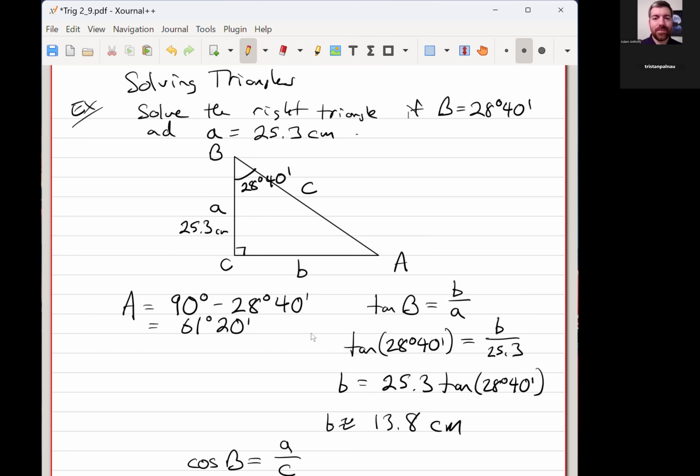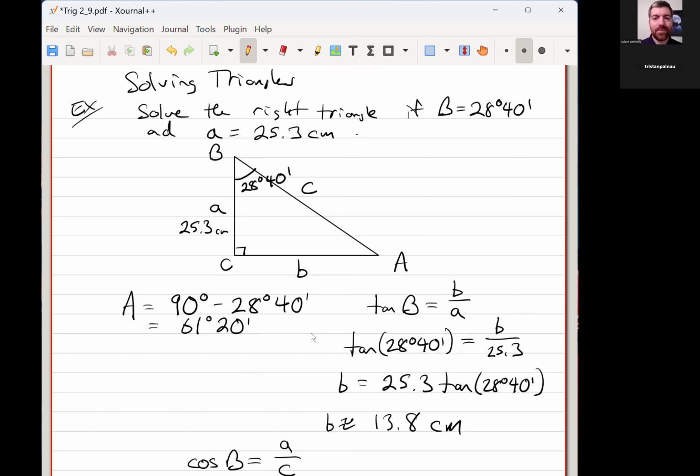Okay, I think it's clear. And there has to be some labeling to these, and we'd like the sides to relate to the opposite angle. That's just to help us get some organization in that. Anyway, so 28 degrees, 40 minutes, and then the side A there's 25.3.